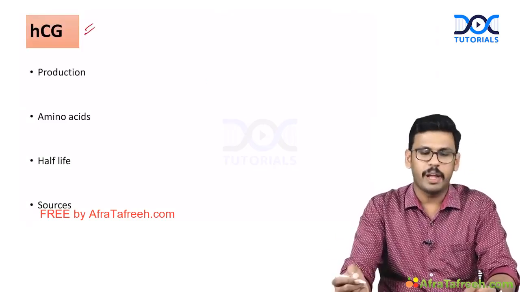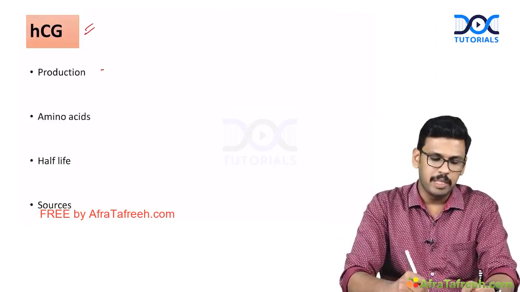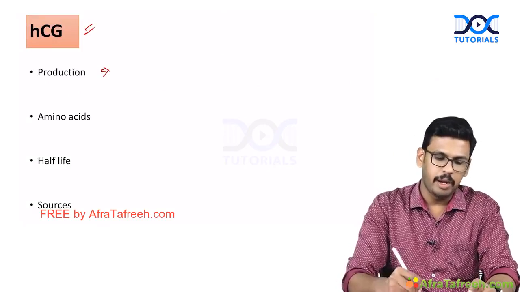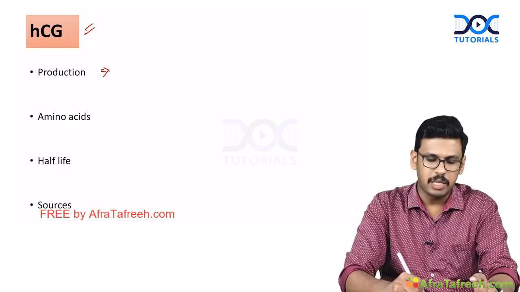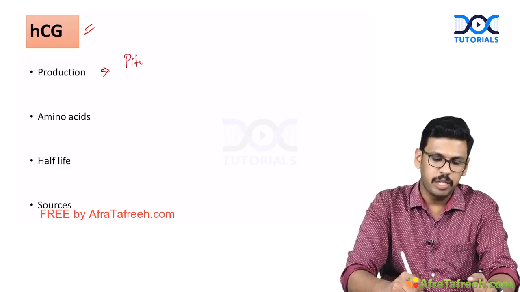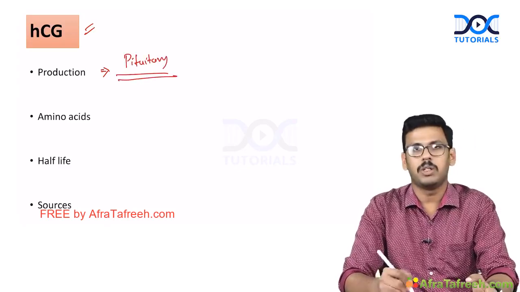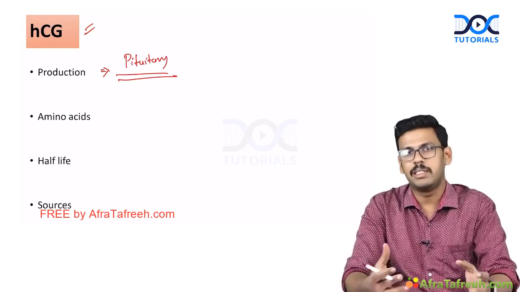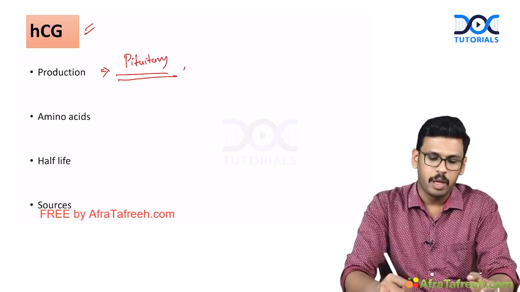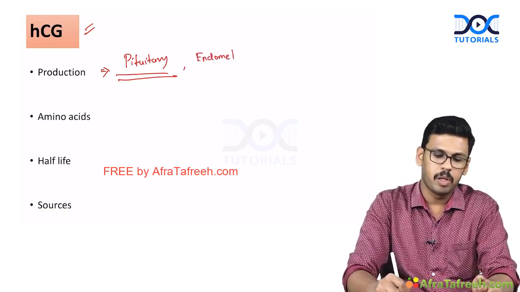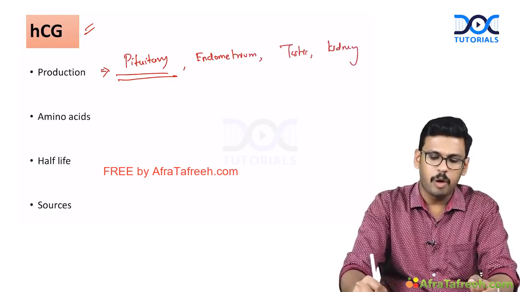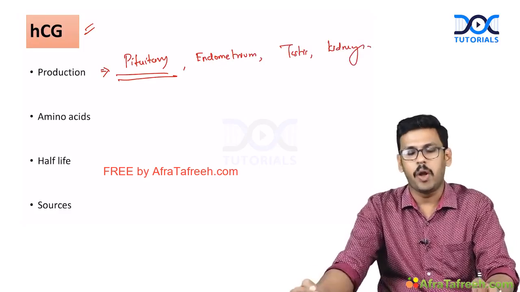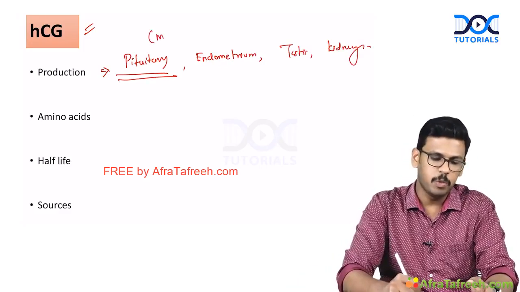Now, a few points on HCG. It is produced by the syncytial trophoblast, and in a normal individual, in a non-pregnant female, this HCG can be produced mainly from the pituitary. So, pituitary is the most common source for circulating HCG in a non-pregnant individual, and endometrium, testis, kidneys, all have been found to produce HCG in non-pregnant individuals, but pituitary is the most common source.